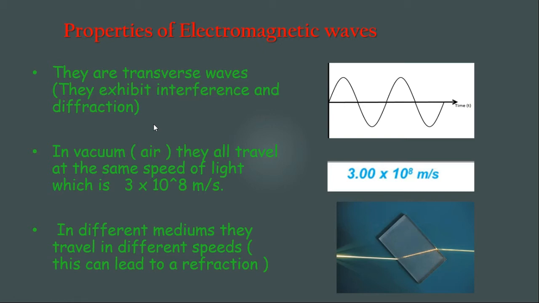In vacuum or air, all of the electromagnetic waves travel with the same speed of light. You remember the speed of light? 3 times 10 to the power of 8 meters per second. When they enter different mediums, they travel at different speeds. This can lead to refraction, okay? So this speed for all of them is constant, 3 times 10 to the power of 8. But in different mediums, they have different speeds.